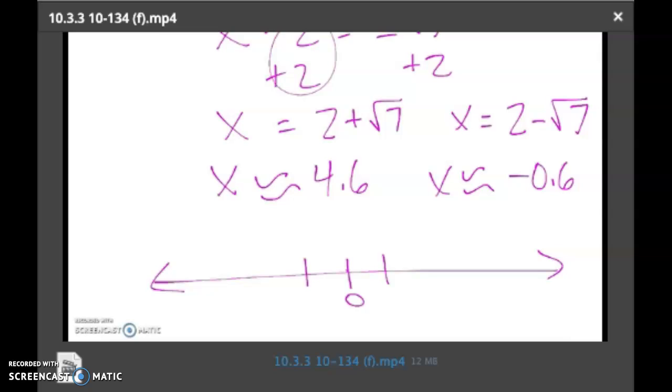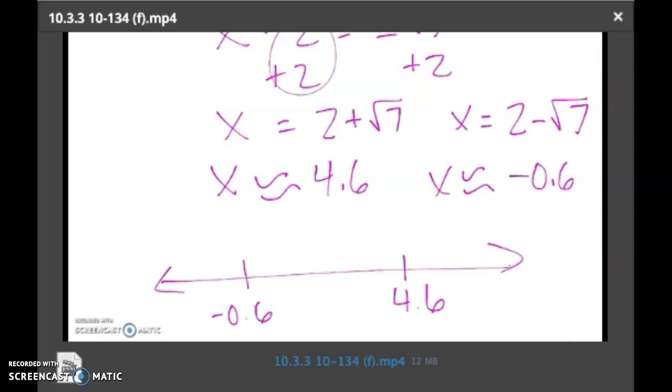I'm just going to spread this out a little bit here, approximately where they're at. All right. And so now I need to figure out what part of my number line is supposed to be shaded in. Where are my solutions? So I'm going to divide this number line up into 3 parts: the pieces that are to the left of negative 0.6, to the right of 4.6, and those that are in between, and figure out where we need to shade.